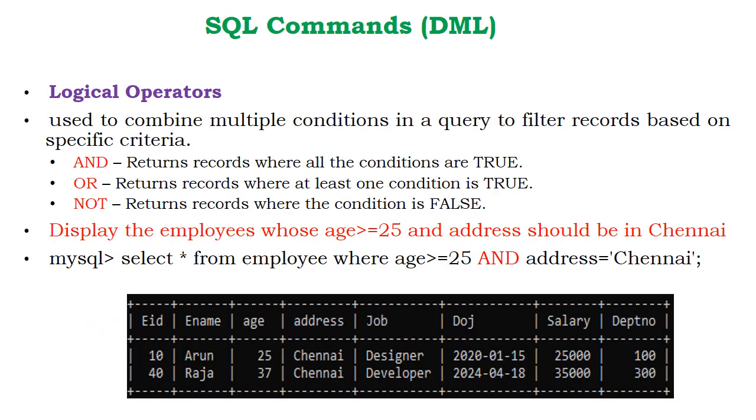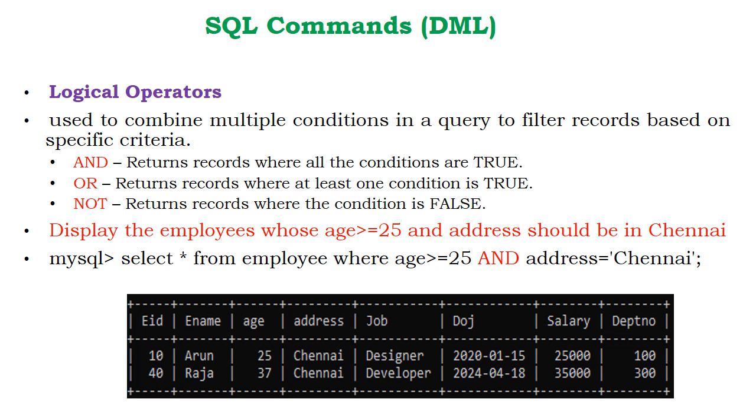Logical operators are used to combine multiple conditions in a query to filter records based on specific criteria. There are three types of operator. The AND operator returns the records where all the conditions are true. The OR operator returns the records where at least one condition is true. And the next one is the NOT operator, which returns records where the condition is false.